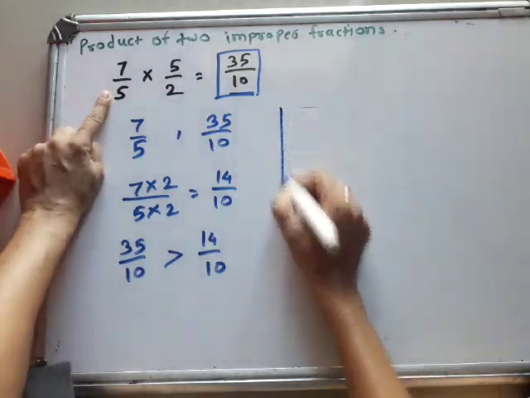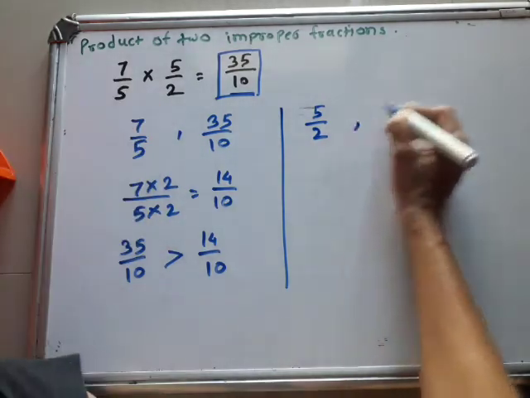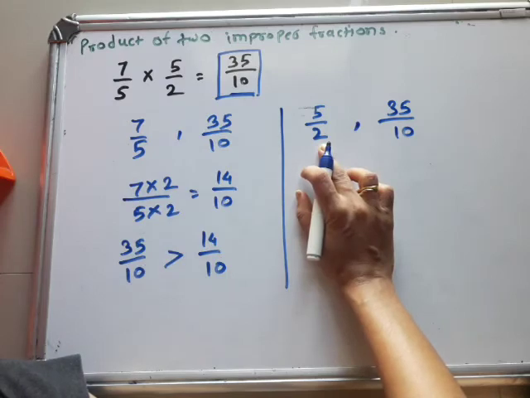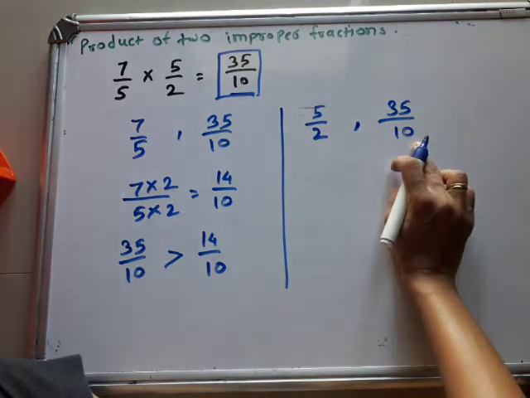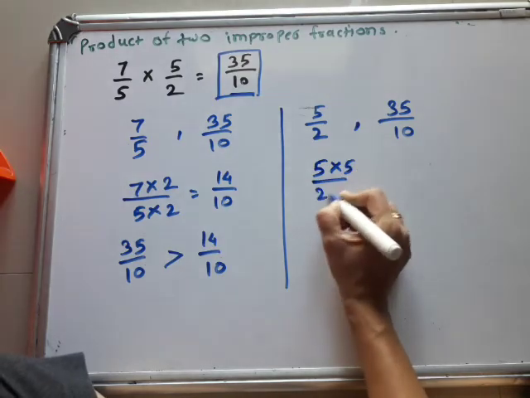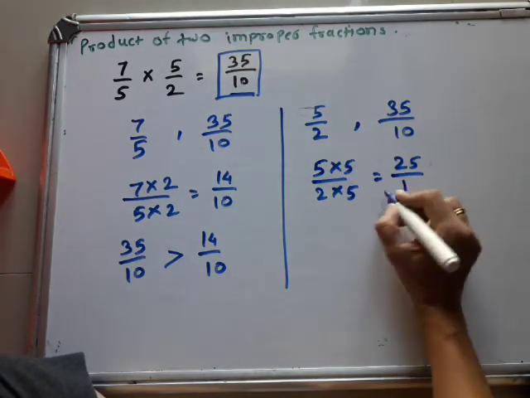Now take the next, 5 upon 2. This is another fraction. Okay, now again we compare both the fractions. When you multiply 2 by 5, you will get 10. So you have to make a like fraction. So 5 5s are and 2 5s are: 5 5s are 25, 2 5s are 10.